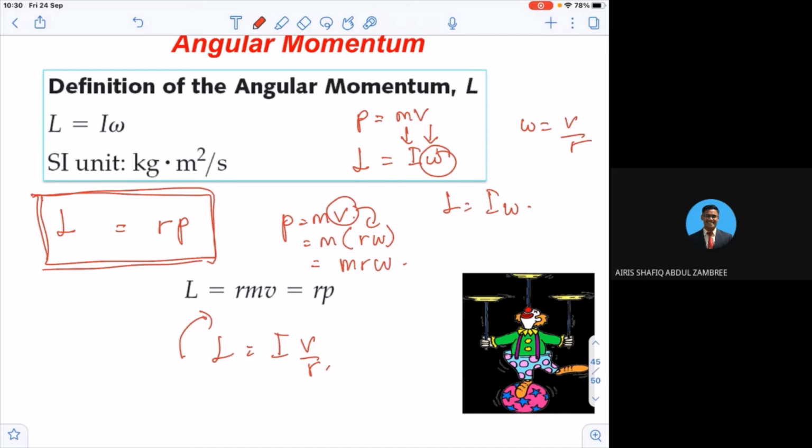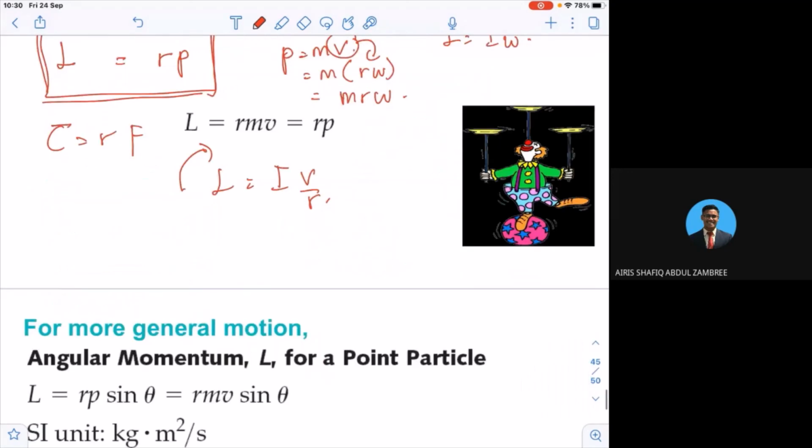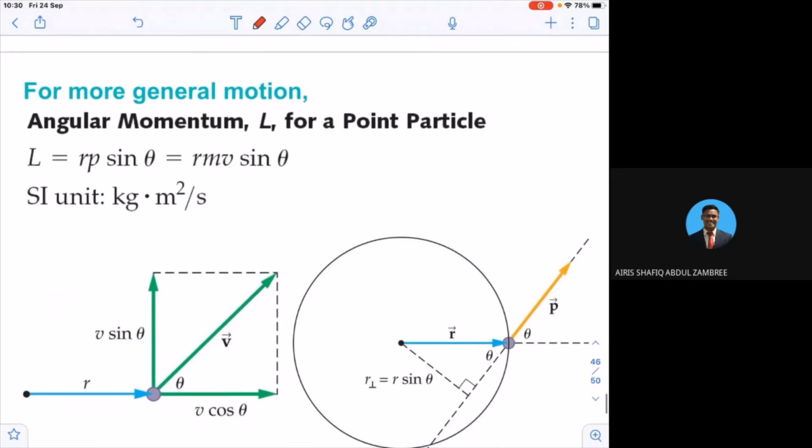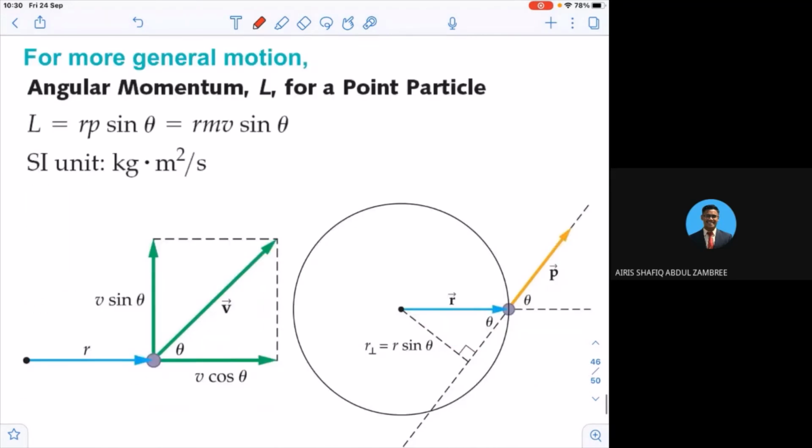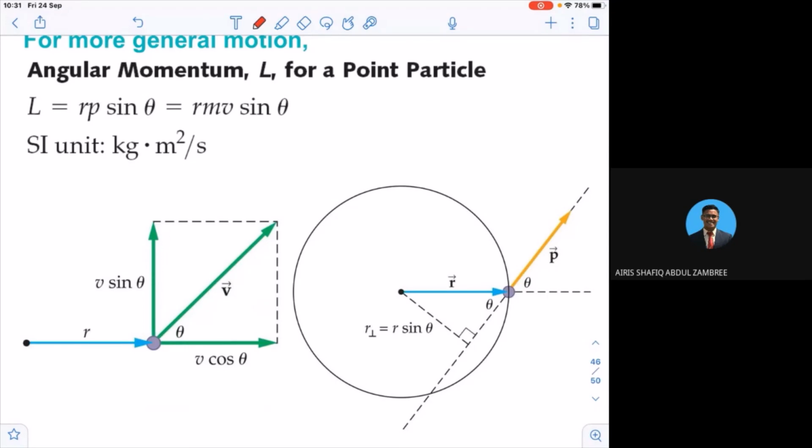The same goes as today we learned about torque equals r F. That means if you want to get torque, the angular force, you must multiply force with r, in order to get the angular force, also known as torque. The angular momentum L for a point particle is r m v sine theta. So remember, L equals r p. You can replace P with m times v sine theta.